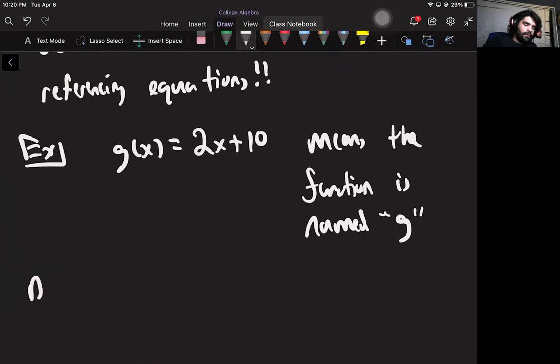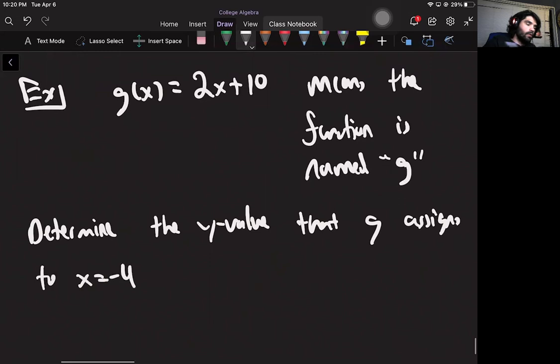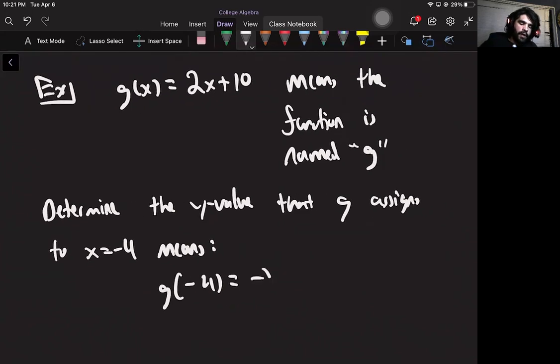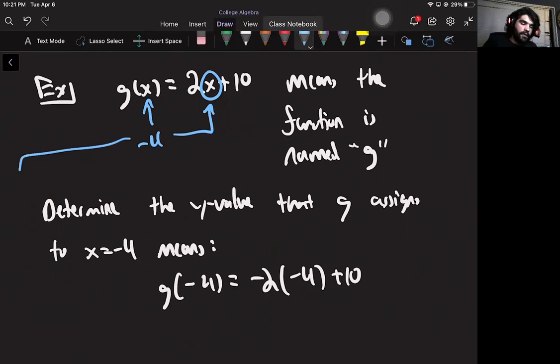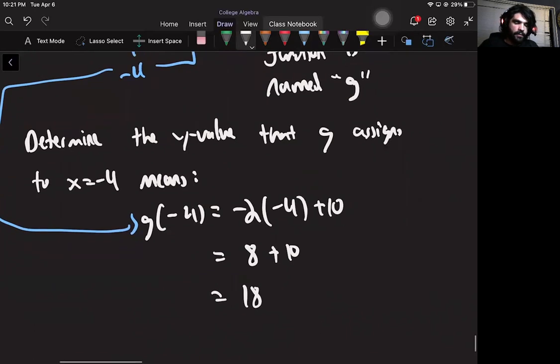And now I can do the same type of stuff. I can determine the y value that g assigns to x equals -4, just like before. But now what this really means is figure out g of -4, meaning plug in -4 for all the x's. So that's what I've done. I've just changed all my x's to -4s, and that's how we do this step here. And then I worry about algebra after. So -2 times -4 is +8. That becomes 18. So the y value is 18 that x equals -4 is assigned to.